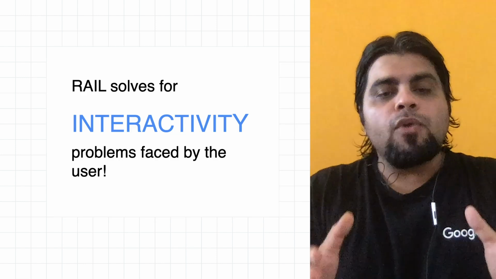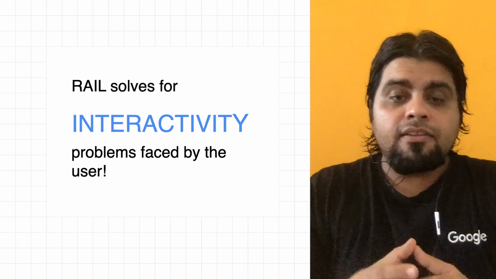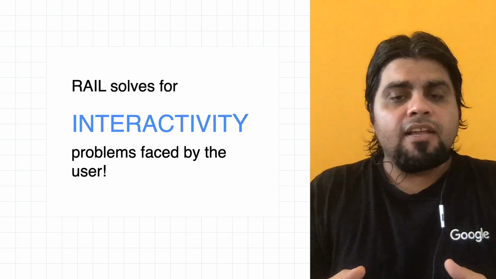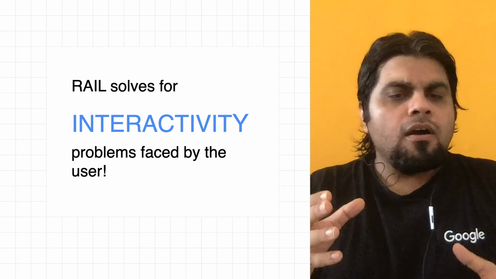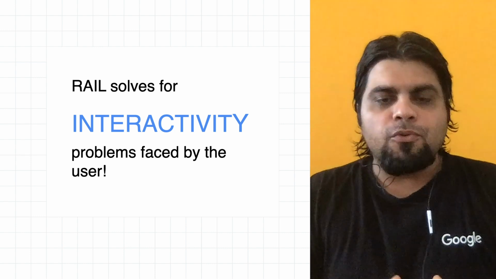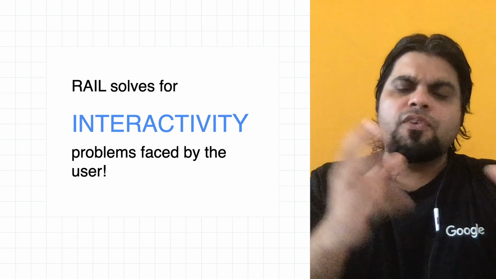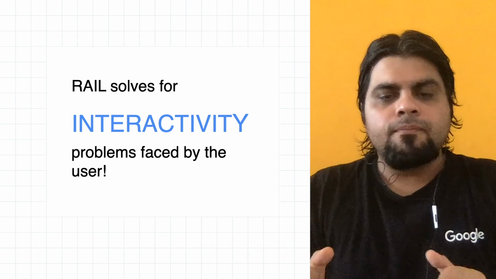Therefore, CWV is not an updated version of the RAIL model. Rather, if you follow RAIL model guidelines, you are in a way working towards solving the interactivity problems faced by the users, thereby improving your Web Vitals metrics like first input delay and total blocking time.